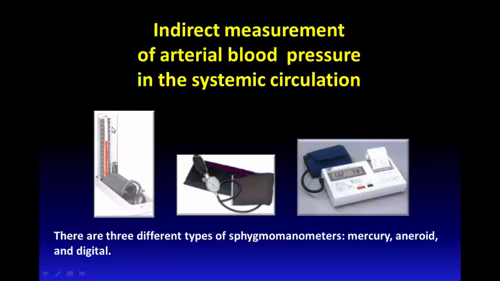The sphygmomanometer is the device which measures the arterial blood pressure. There are three different types of sphygmomanometers. This is the mercury sphygmomanometer, this is the aneroid sphygmomanometer, and this is the digital sphygmomanometer, which is now commonly used in clinical practice. With the mercury and the aneroid sphygmomanometers, we have to use the stethoscope to measure the arterial blood pressure, the systolic and the diastolic blood pressures.